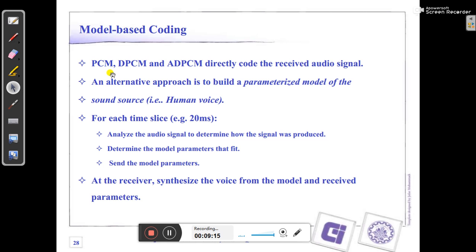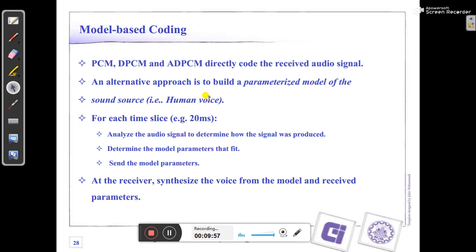The next one is model based coding. In model based coding, PCM, DPCM or ADPCM directly code the received audio signal. An alternative approach is to build a parameterized model of the sound source, that is the human voice. For each time slice, suppose 20 milliseconds, analyze the audio signal to determine how the signal was produced, and determine the model parameters that fit.